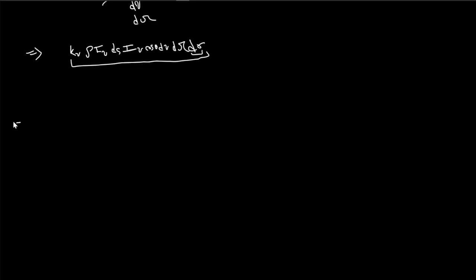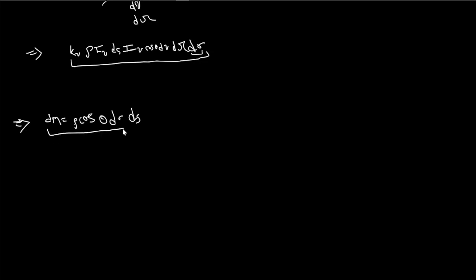Okay, so now if we carefully see how we define the dm mass, because this radiation is moving into a dm mass of cross-sectional area d sigma. So dm mass is defined as rho into cos theta into d sigma into ds.